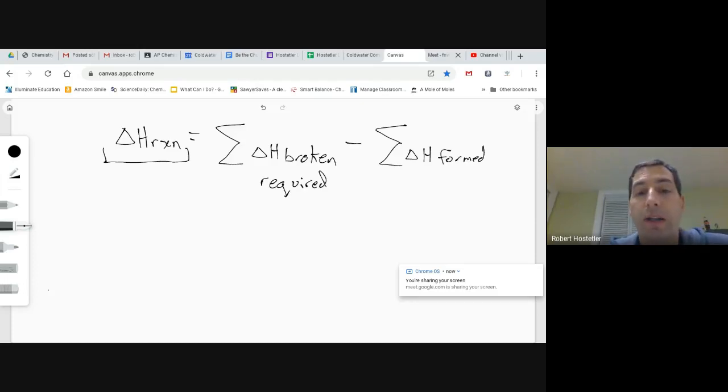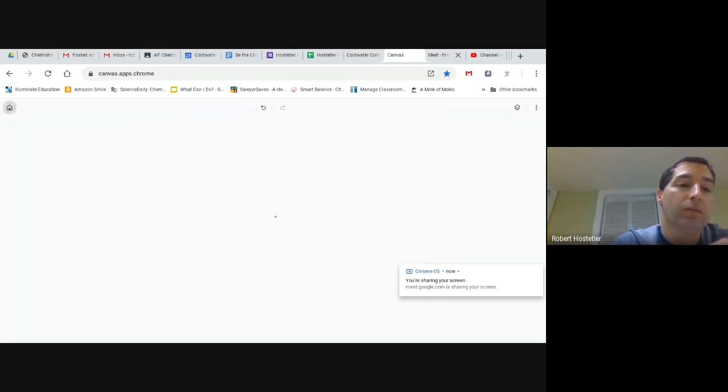So if we add up all the energy that we need to break bonds, and then compare that to the energy that's released when new bonds are formed, if we take the difference between the energy required and the energy released of all of those, then it will tell us the change in H for the reaction.